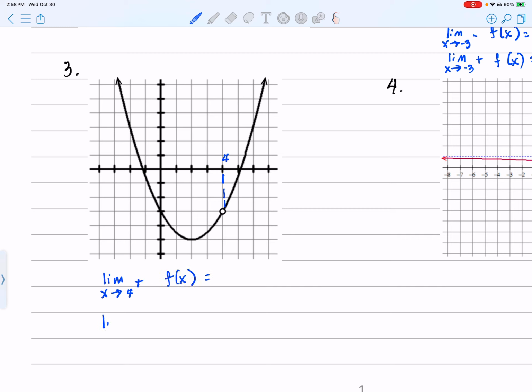Limit notation of x as it approaches from the left. What's the y value, or the output value? This is the left of the hole. This is the right of the hole. So if we choose any number as it approaches, the function is equal to, where is the location here? 1, 2, 3, at -3.